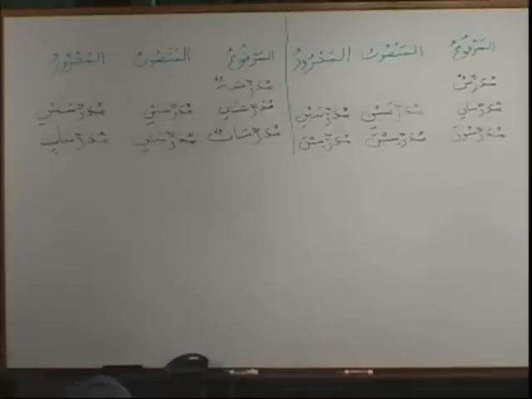Now let us come to muannas. Muslimun, make it muannas: Muslimatun, Muslimatan, Muslimatin. Then make it musanna: Muslimatani, Muslimataini, Muslimataini. Now make it plural: Muslimatun, Muslimatin, Muslimatin. We will remember that. Mominatun, Mominatin, Mominatin. Are you with me? Majallatun, Majallatin, Majallatin. Talibatun, Talibatin, Talibatin. This is a new rule that we must keep in our mind, inshallah.